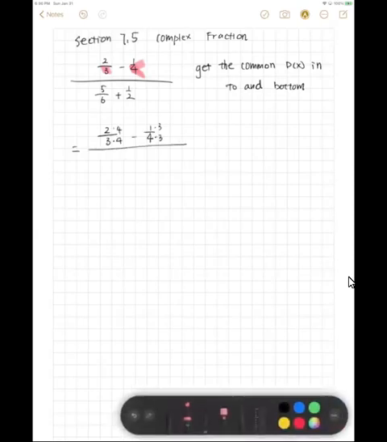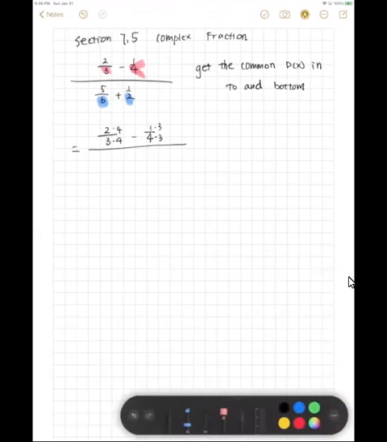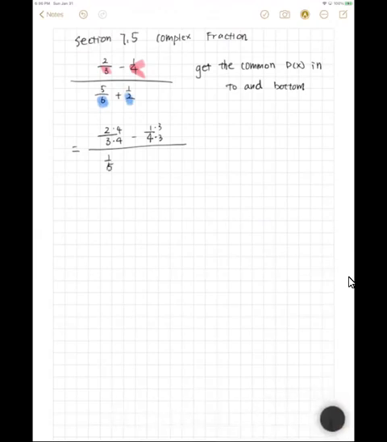Okay, now look at the bottom. It's 6 and 2. The common denominator would be 6, right? So the first one remains the same. 5 over 6 plus 1/2 times 3 over 3. So on the top, I have 4 over 12 minus 3 over 12, over 5/6 plus 3/6.